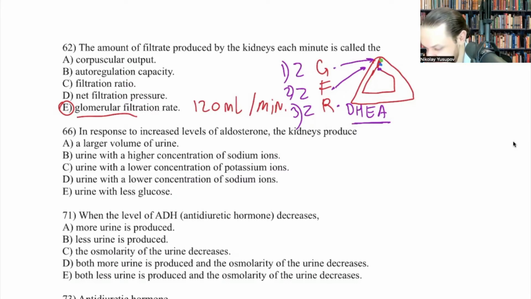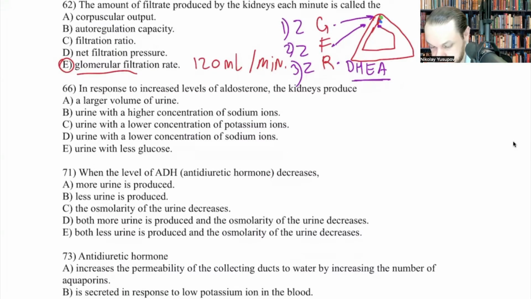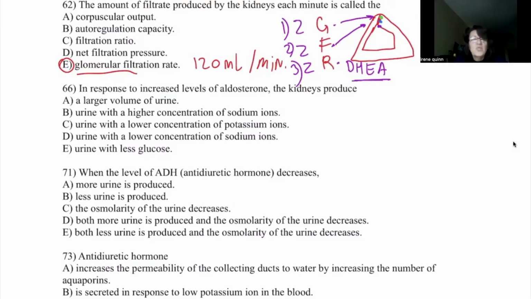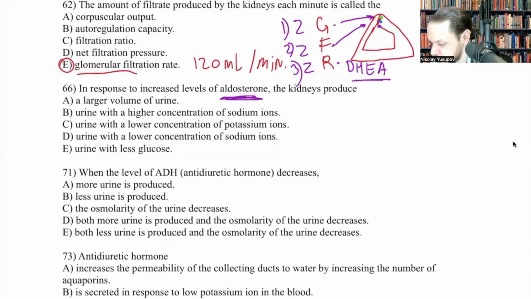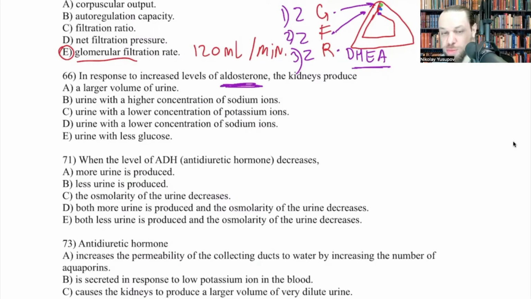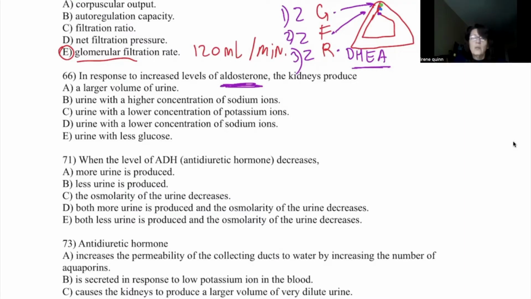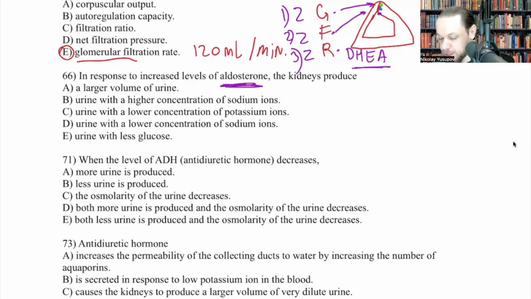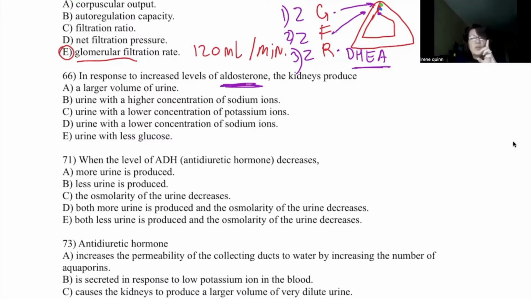All right, number 66. Irene, 66. In response to increased levels of aldosterone, the kidneys produce. So we have more aldosterone, so that will act on the sodium and water content, which is the reabsorption, correct? So more aldosterone, I'm going to reabsorb salt and water into my system, meaning into the interstitium. So the question here is asking what type of urine will that make? If I reabsorb salt and water from the urine, am I going to get more concentrated urine or less concentrated urine? More concentrated.